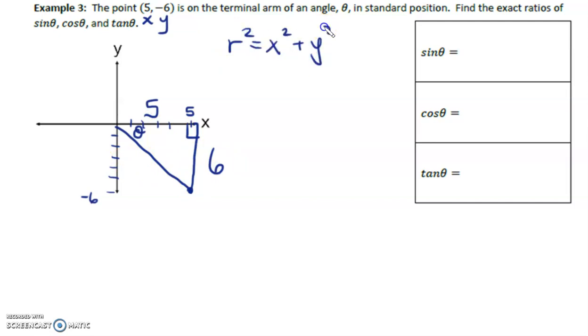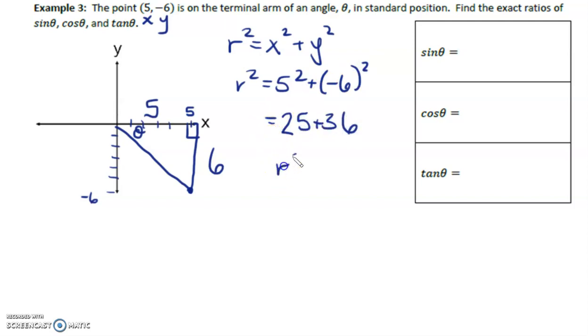Radius is going to be our x squared plus our y squared. So we get 25 plus 36 for this one. So we get r squared equals 61. Oh, you know what? Even better idea. I'm going to leave it as r equals root 61, and the reason is because we've covered radicals in this course.